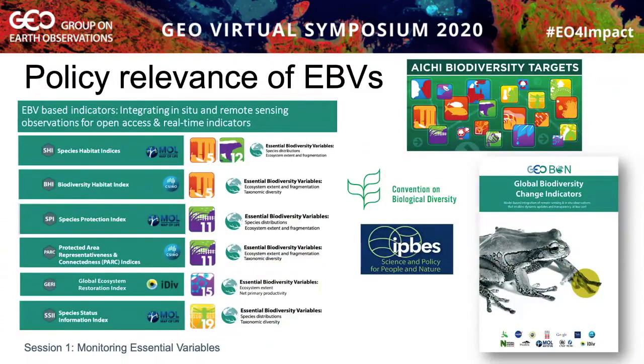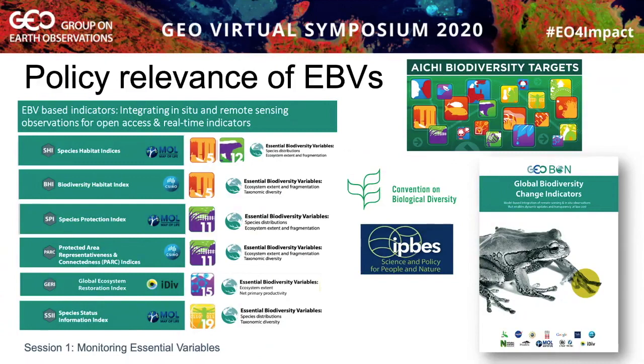Because as I mentioned to you at the beginning of this presentation, in the case of GEO BON, one of the key end users is the UN Convention on Biological Diversity, or the CBD. And in general, the policy relevance of the outputs of GEO BON is something that is very important to us. So early on, when the EBV framework was first proposed, there was an effort made to assess to which extent the EBVs could be useful and relevant to track progress towards the achievement of the Aichi targets of the CBD. The Aichi targets are a set of 20 targets for biodiversity conservation for 2020.